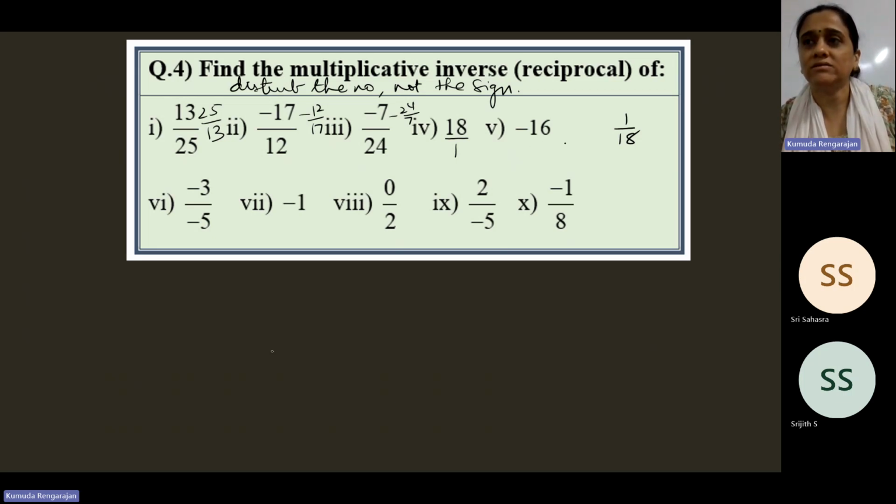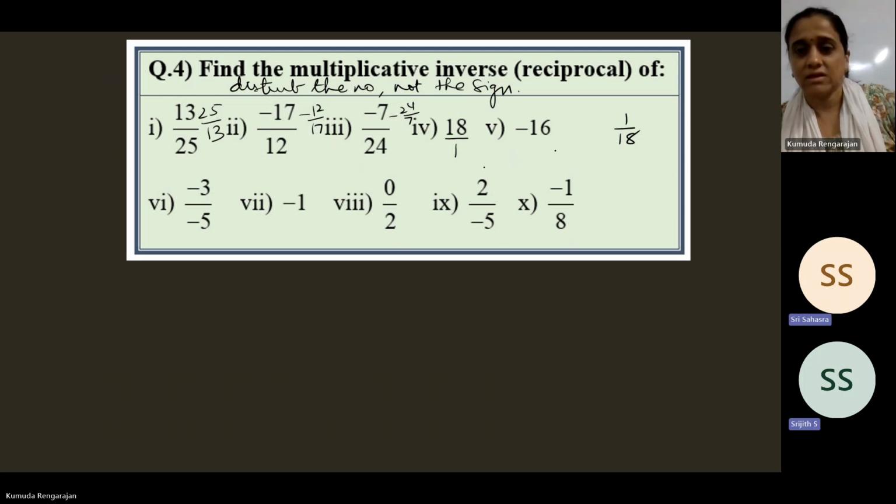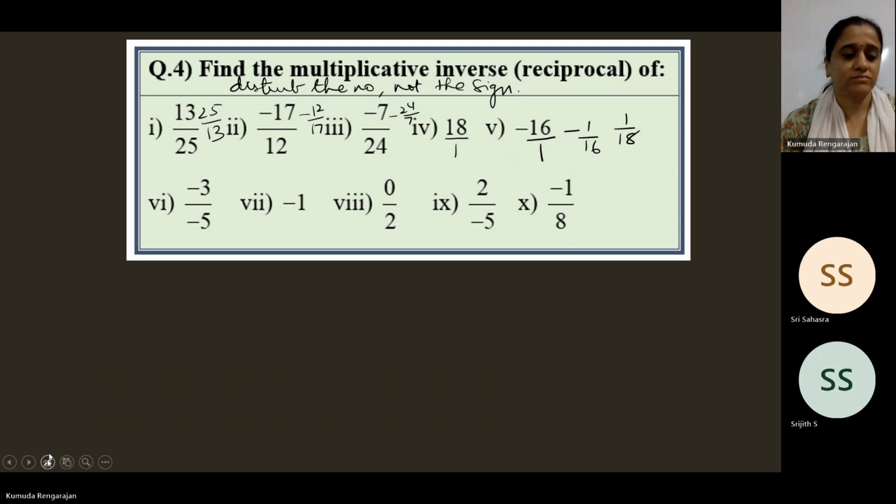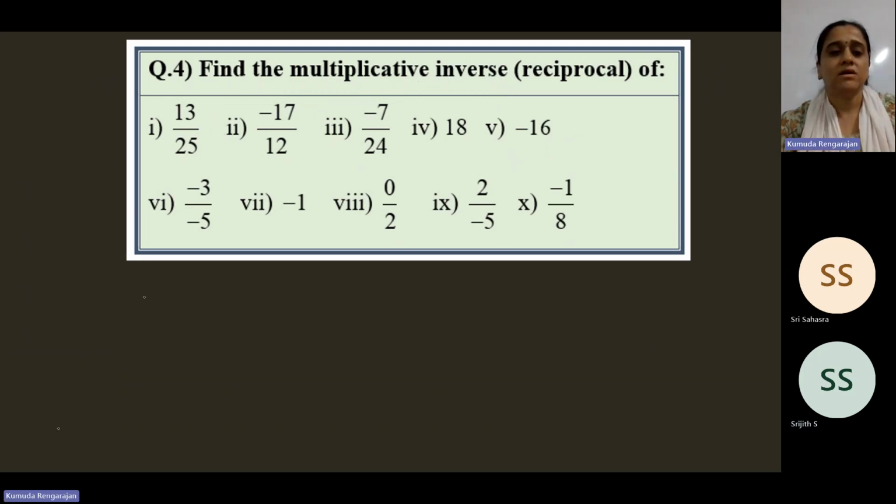What about the fifth one? Minus 1 by 16. Don't disturb the sign. Write the sign as it is. Invert the number: 1 by 16. So here in the sixth one, you can simplify the question. Minus cancels, so it is 3 by 5, and its reciprocal is 5 by 3.